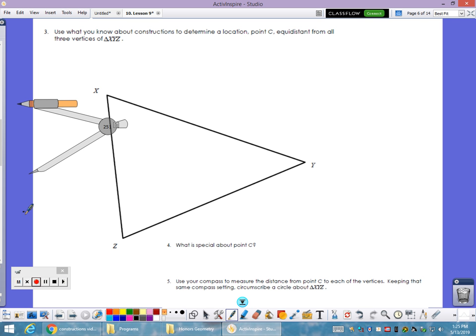Use what you know about constructions to determine the location point C that is equidistant from all three vertices. So if it's equidistant from the vertices, it's kind of backwards. If I want it to be equidistant from all these vertices, I'm going to bisect the sides. If I want it to be equidistant from the sides, tomorrow we'll see I want to bisect the angles. So here I want to bisect the side, bisect the side, bisect the side, and see where that point is. What is special about point C? It is going to be equidistant from all of my vertices.